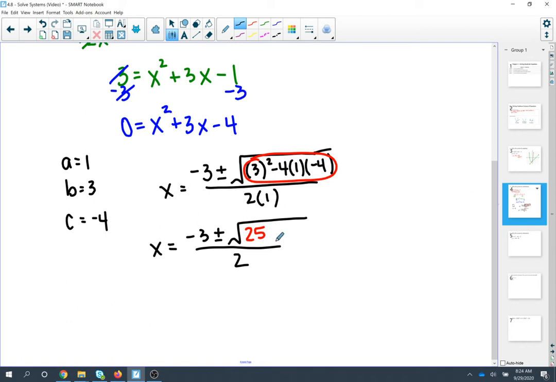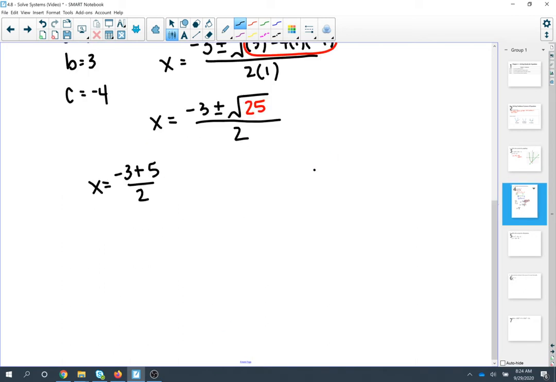Now, if I take a look at my square root of 25, I know that the square root of 25 is 5. So we're going to have x equals negative 3 plus 5 over 2. And we're also going to have x equals negative 3 minus 5 over 2. The first one, negative 3 plus 5 is 2 over 2, which is 1. And then negative 3 minus 5 is negative 8 over 2, which is negative 4.